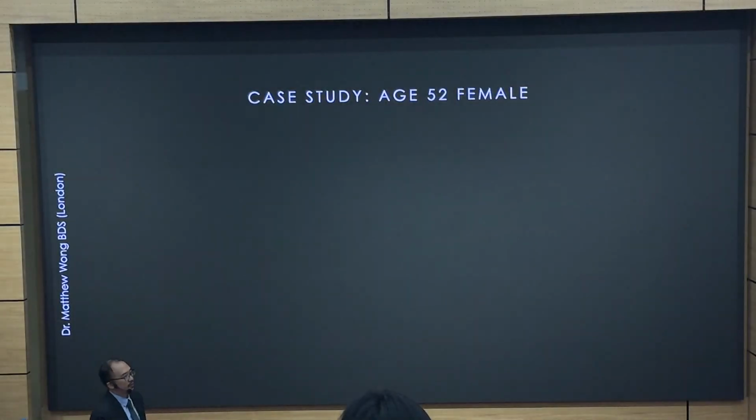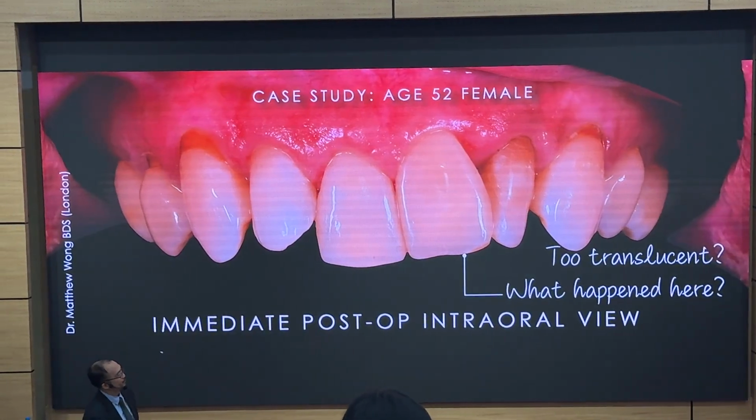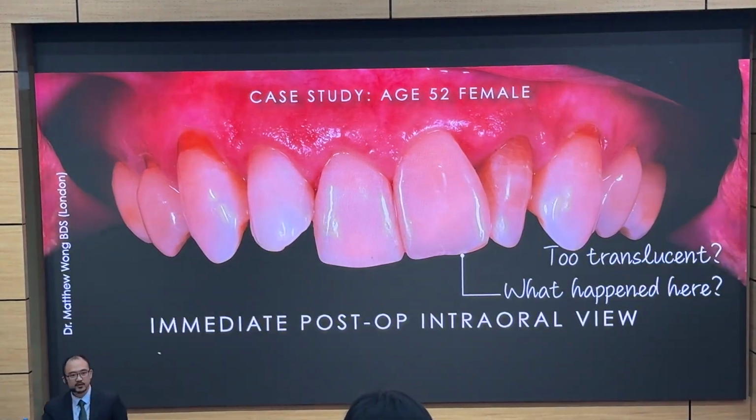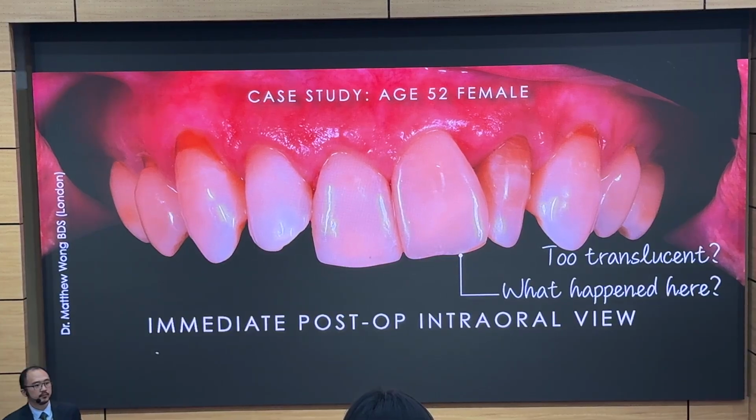Everything looks good until I take out the rubber band. Can you see that? Now, when I first saw this, I thought, hey, hang on, why does it look translucent? I'm very, very sure I did the layering correctly. Why does it still look translucent? Maybe it's dehydration, I'm not sure.